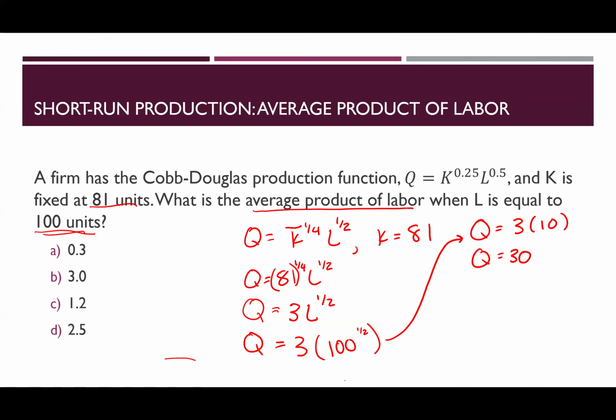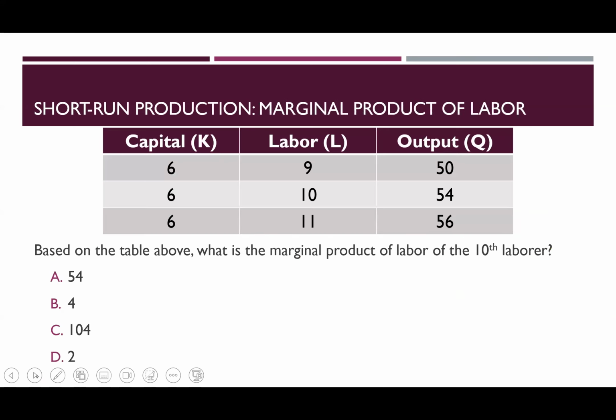The question is to find the average product of labor. So we want to divide output by the amount of labor used. So in this case, that's 30 units of output divided by 100 units of labor. Those zeros cancel out. 3 divided by 10 is equal to 0.3. And so our answer here is A. That is the average product of labor.